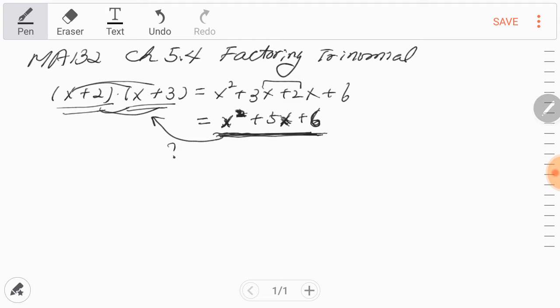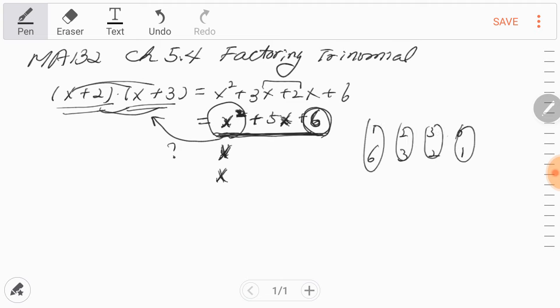Once we rearrange the trinomial, we use the first term and the last term. Write a pair of two factors whose product is x squared. So x squared is always x times x. Write down x vertically like this, and then write two factors of this 6. 6 can be 1 times 6, or 2 times 3, or 3 times 2, or 6 times 1. So there are many combinations of pairs of two factors whose product is 6.